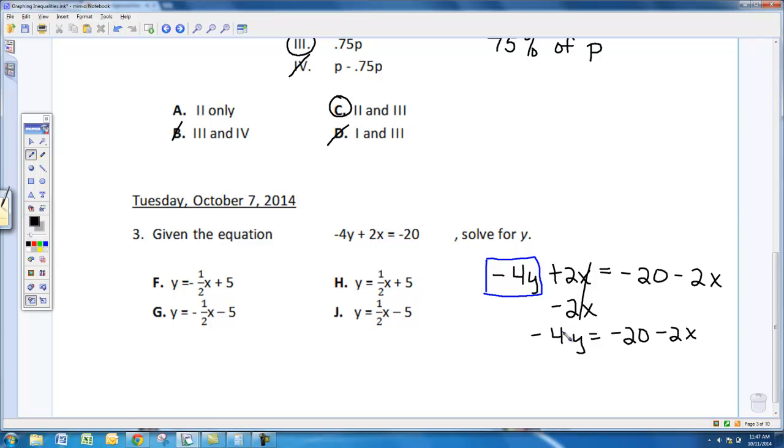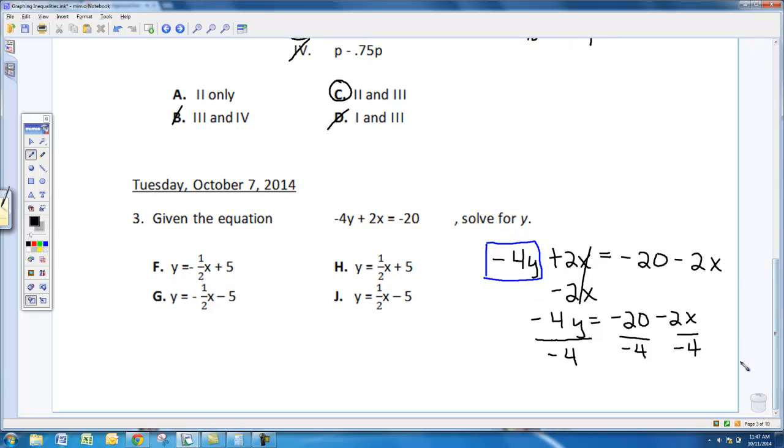Now we want to isolate the y. We're going to isolate the y by doing the inverse of multiplication, which is division. So divide both sides by negative 4. The negative 4's cancel out, isolating the y. Let's get our triangle here with our rules for multiplying and dividing integers. Because we're dividing negative 20 divided by negative 4. A negative divided by a negative is a positive. So this is positive 5.